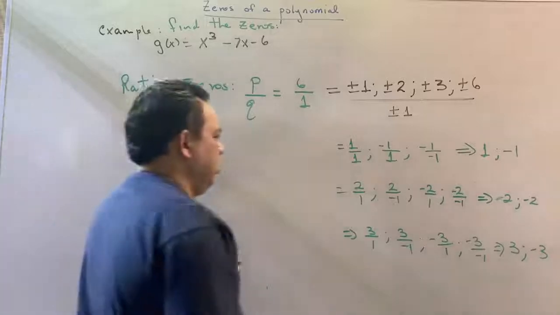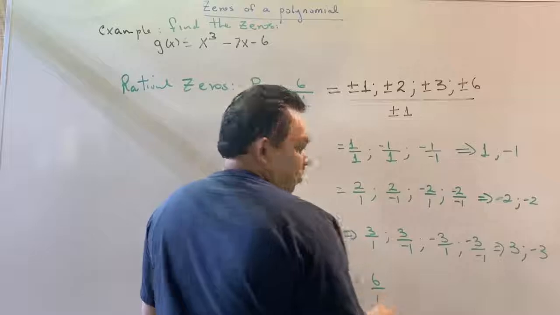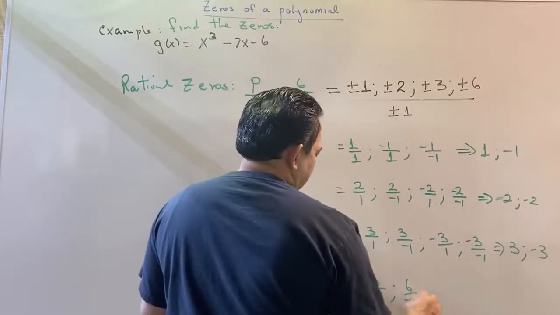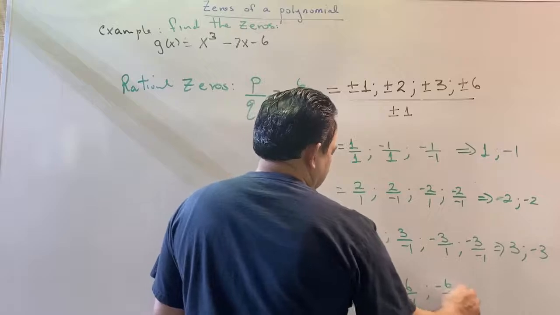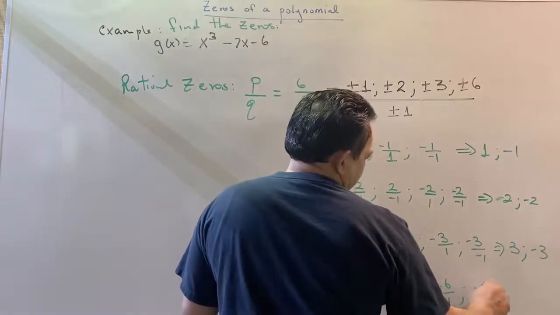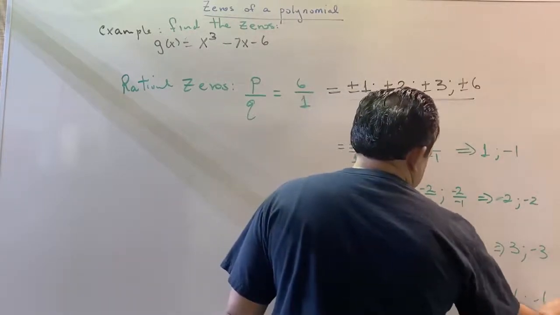And the same thing, we'll notice that for 6, we'll have +6 over 1, or +6 over -1, or -6 over +1, or -6 over -1, so that brings us with 6 or -6.